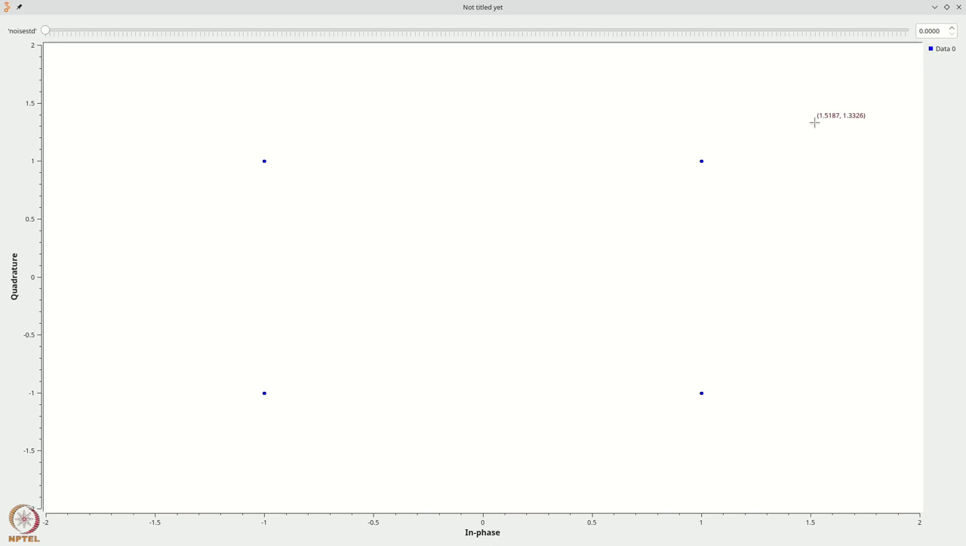Let us now just add a little bit of noise and see what happens. If I make the noise standard deviation 0.02, you can now see some slight bit of movement here. What is this? So over here, you are taking the 1 plus 1j point and adding Gaussian noise to it. How do I understand it? Think of it this way.